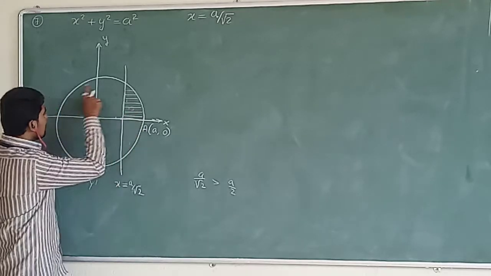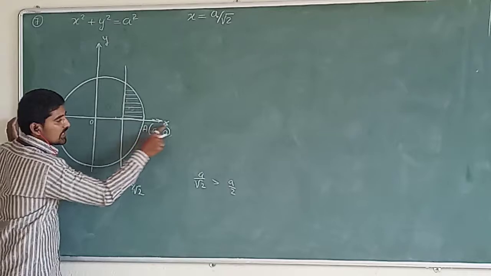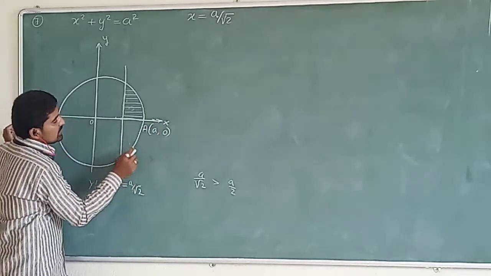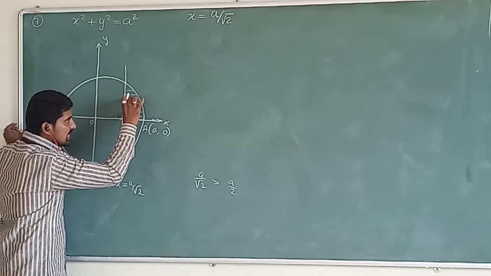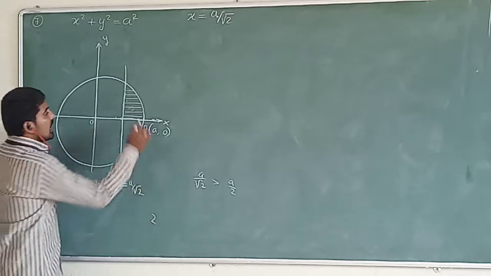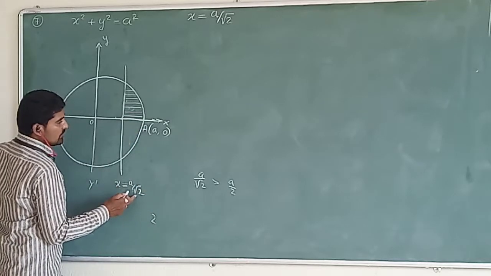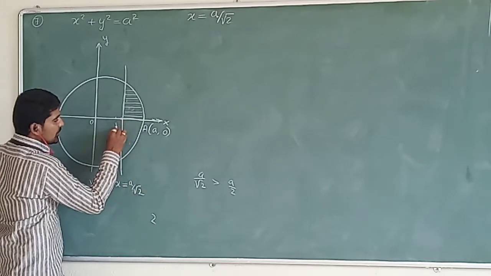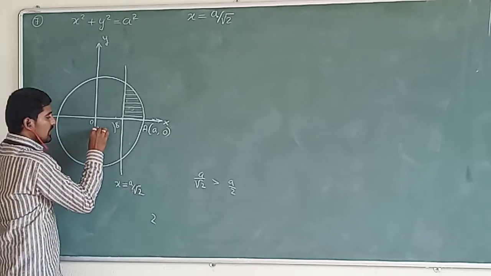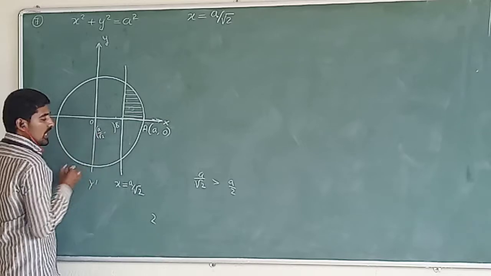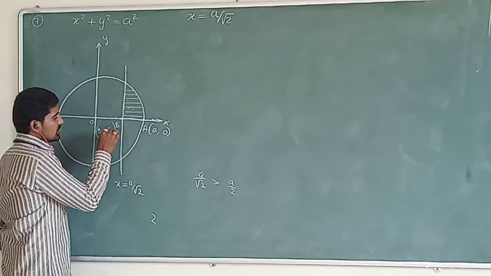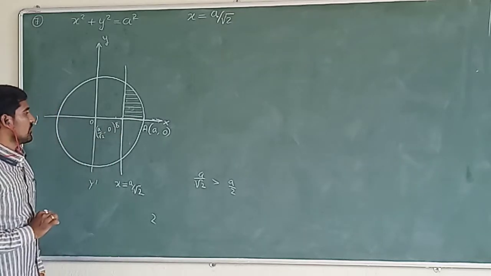As you know, the circle is symmetrical about the x-axis, so we need to multiply this shaded area by 2. I hope all of you understand. This line is x = a/√2, so this point B should be: the x coordinate of the line is a/√2, and the y coordinate is 0, since it is on the x-axis. I hope all of you understand.